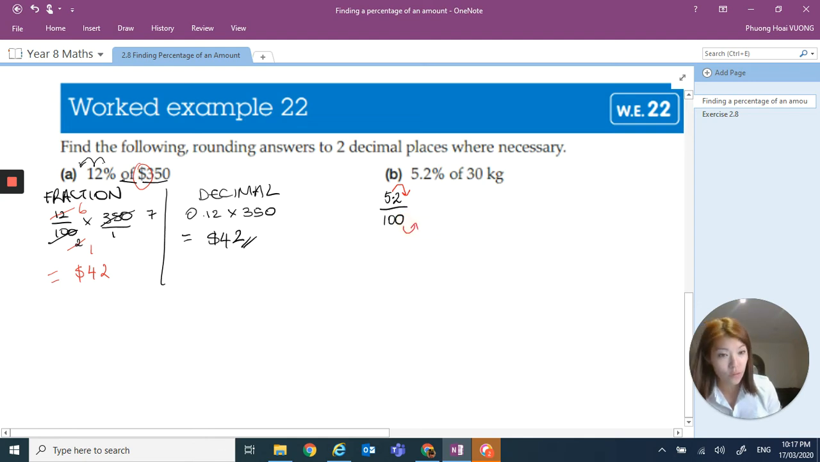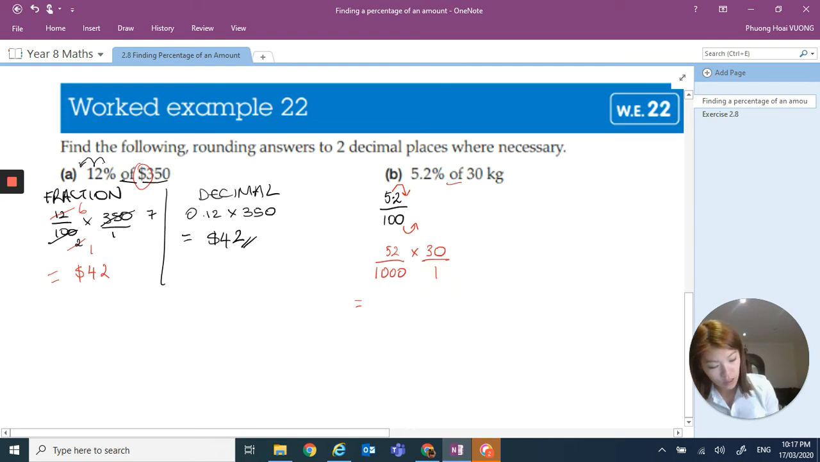So now we have a different fraction. We have 52 over 1,000. Be very careful with that. Now write down of, which is times 30. So we have all our information there. We can work on this. Don't forget to put it over 1.